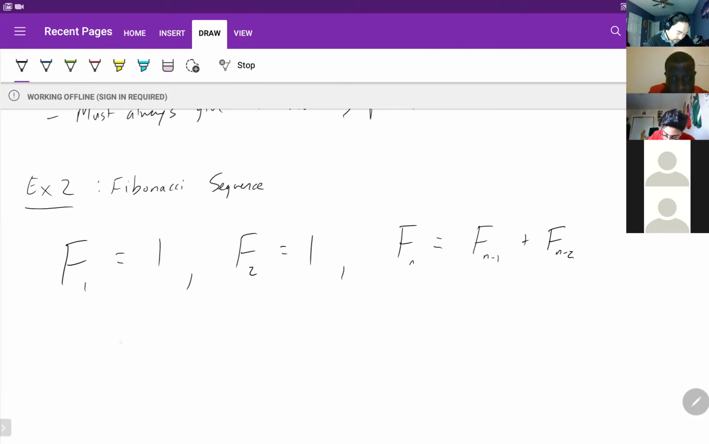So it's basically saying you take the 2 previous terms and you add them together. So what would this look like? It would be 1, 1, and then you add 1 and 1 to get 2. You add 2 and 1, you get 3. You add 3 and 2 to get 5. You add 5 and 3 to get 8. You add 8 and 5 to get 13, and so on and so forth.